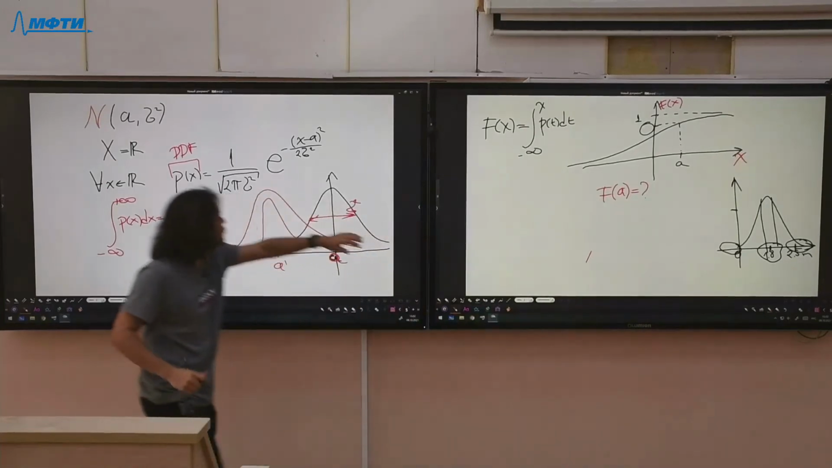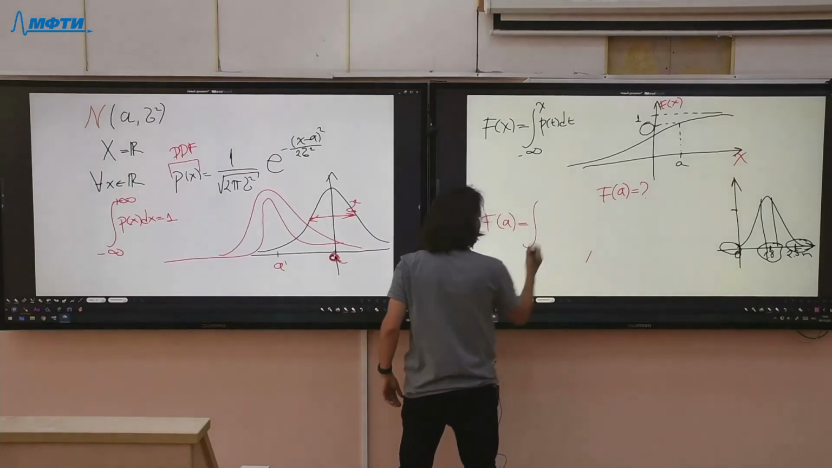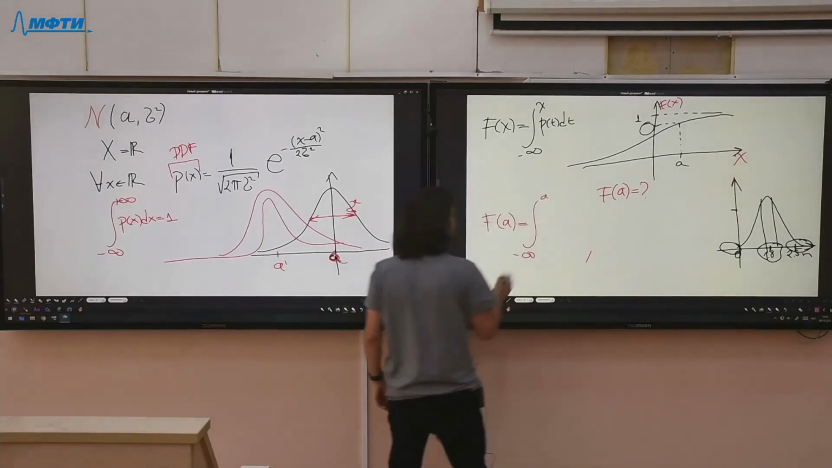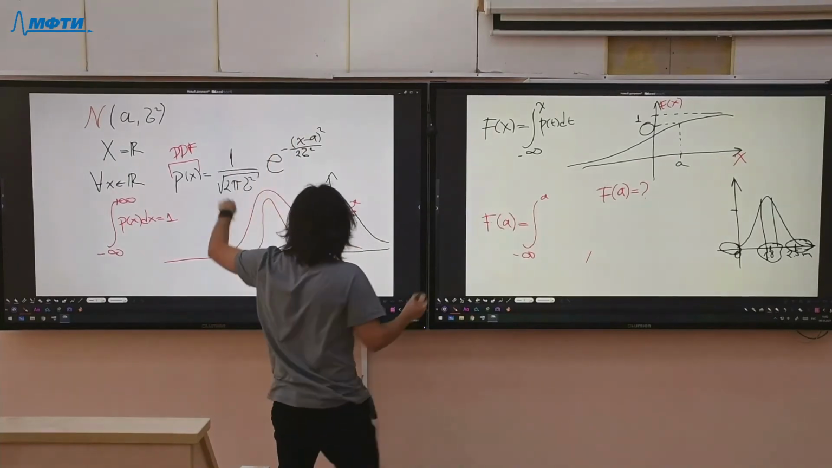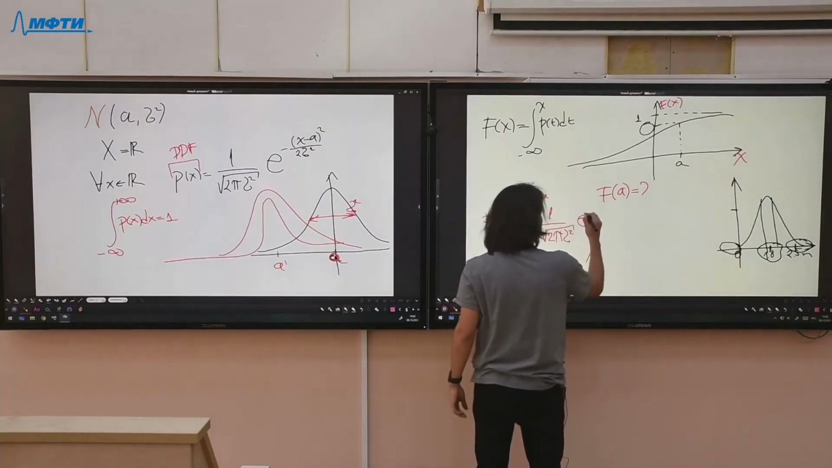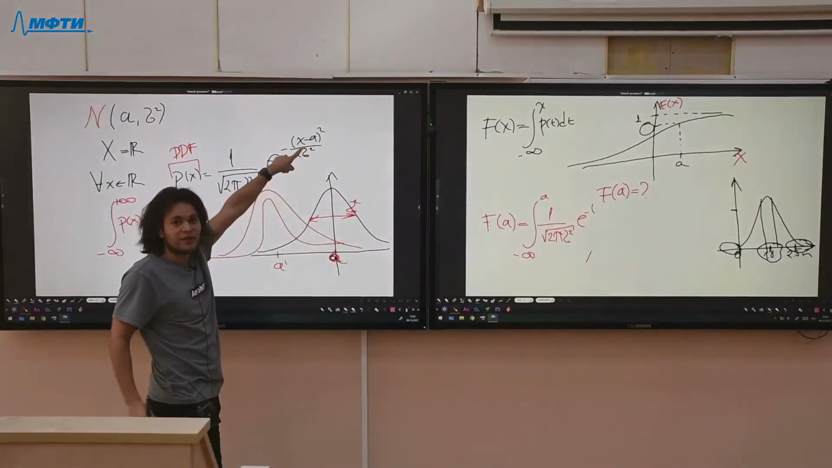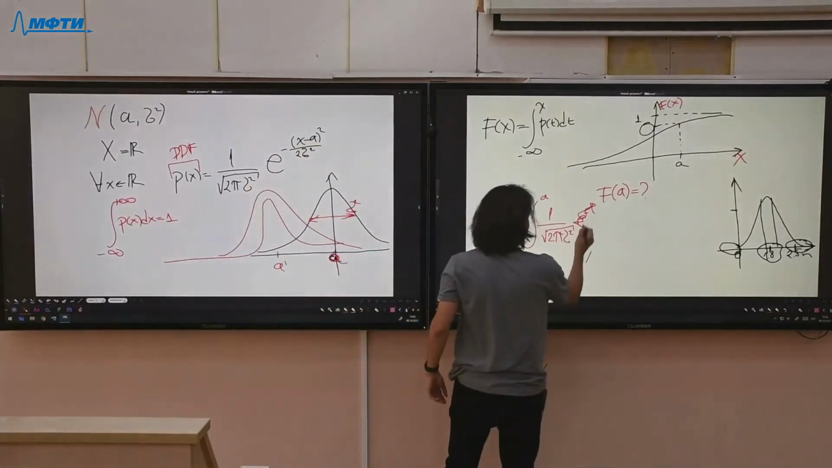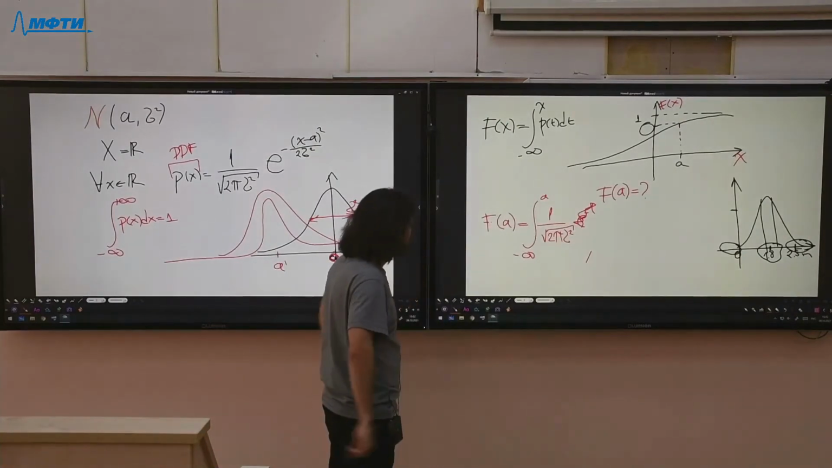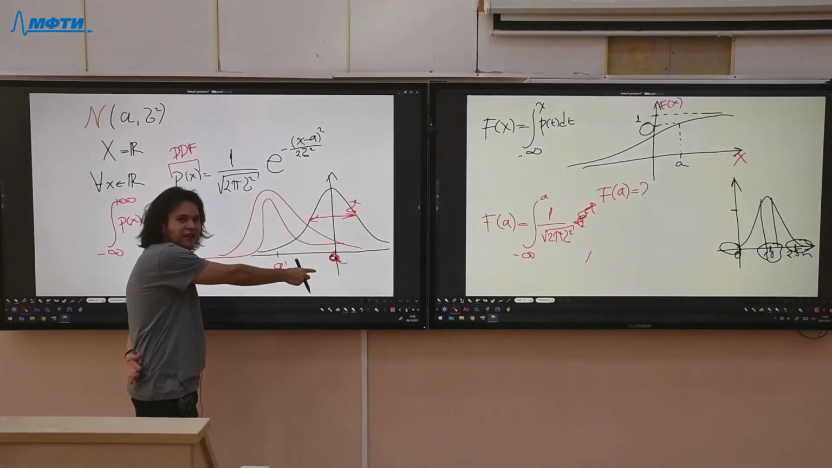So we have to use the formula. F of A is just the integral from minus infinity to A of all of this, right? So 1 over the square root of 2 pi sigma squared, e to the minus, x minus A. But actually we don't need to do that, sorry. All that we need is to look at this. And I told you that this function is even.